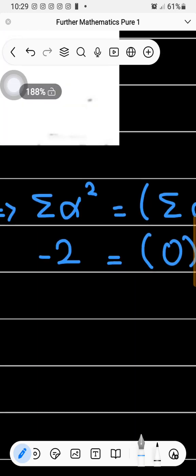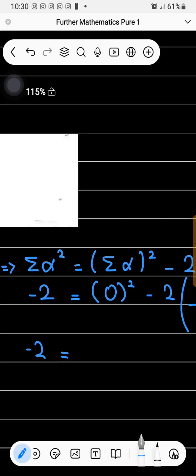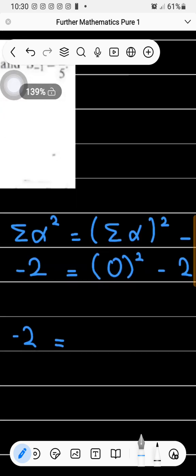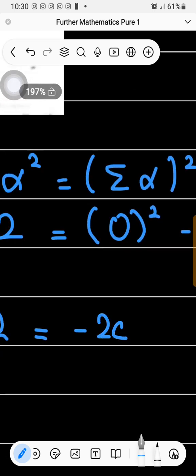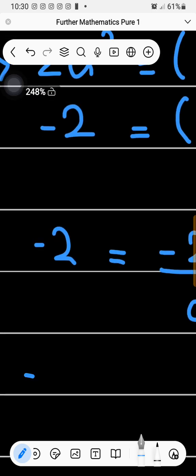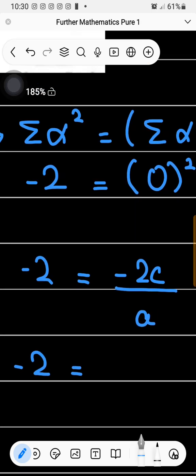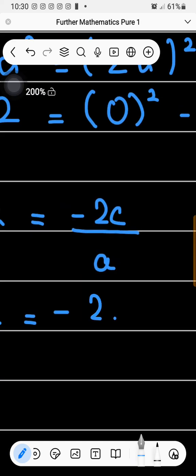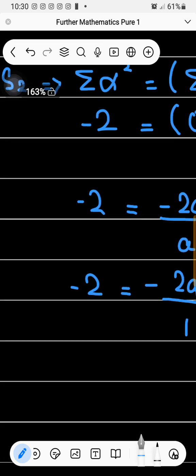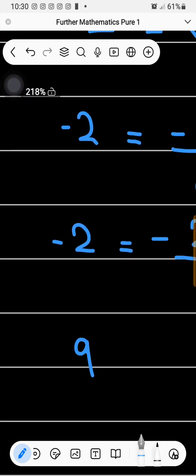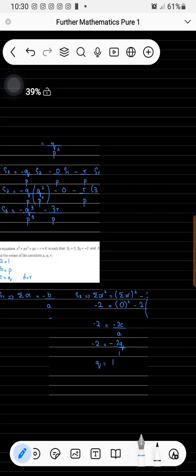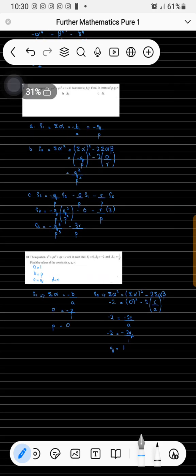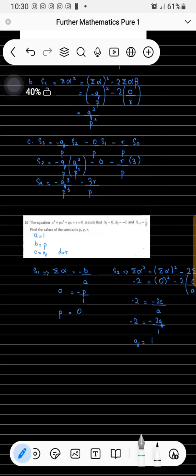So here we can write that negative 2 equal to negative 2c upon a, and here is negative 2. We know c is equal to q, negative 2q, and a is 1. So here q becomes 1. Okay, till this? And now we have to find out the last thing, r.